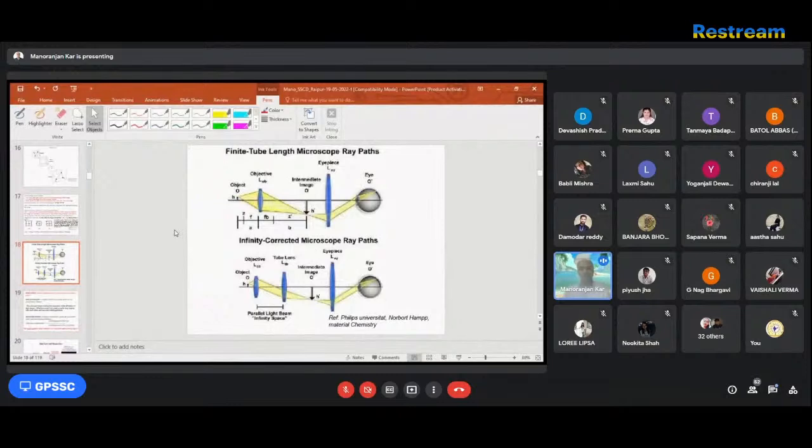Remember what this picture says. This is your object. From the object the ray is coming, and whatever you do here, there is an intermediate image, then you have an eyepiece. Finally it falls on the eye. Remember, microscopy is directly related to your eye. Why the eye? Because finally I have to observe, I have to see the micrograph.